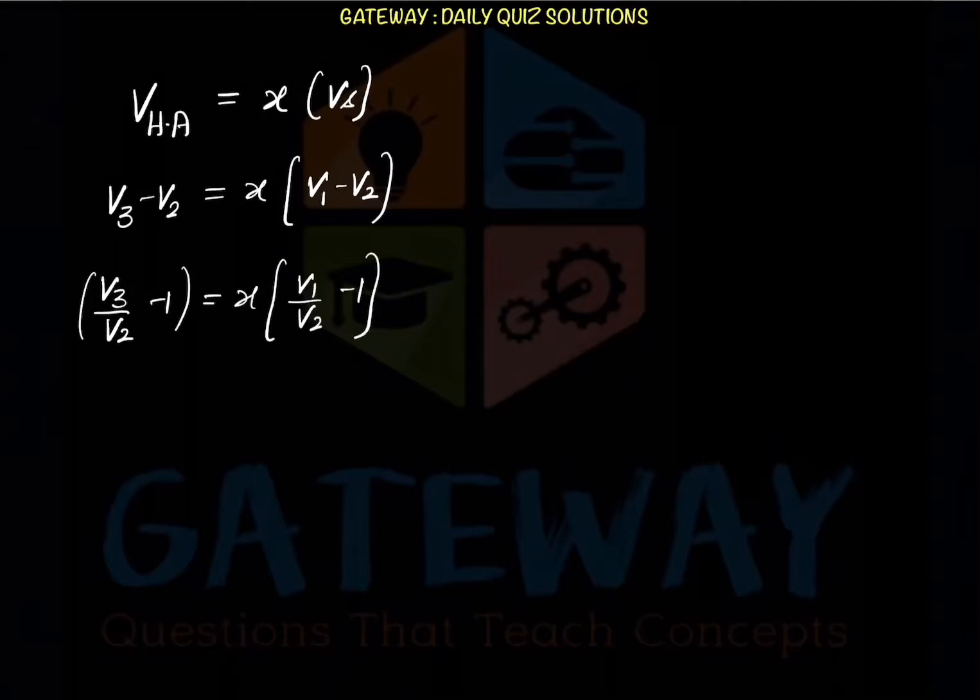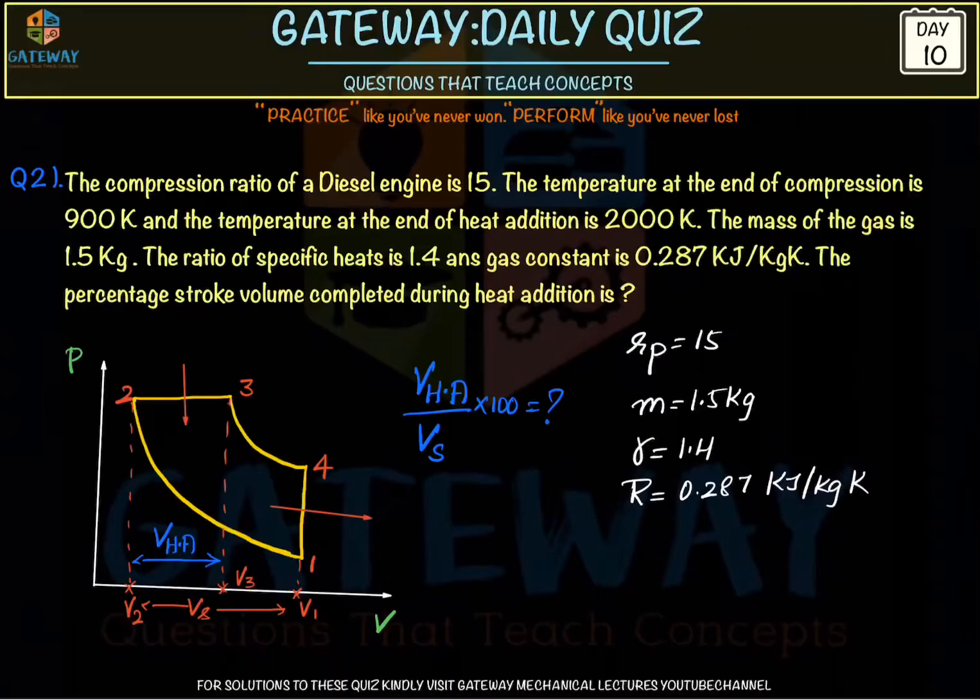For a diesel engine, there is something called the cutoff ratio, where during the heat addition, at a particular point, the fuel supply to the engine is cut off. That is called the cutoff ratio, given by V3 upon V2, and that is also equal to T3 upon T2, since it is a constant pressure process. In the question the data were given. The temperature at the end of compression is 900 Kelvin. The temperature at the end of heat addition is 2000 Kelvin, the maximum temperature in the cycle.